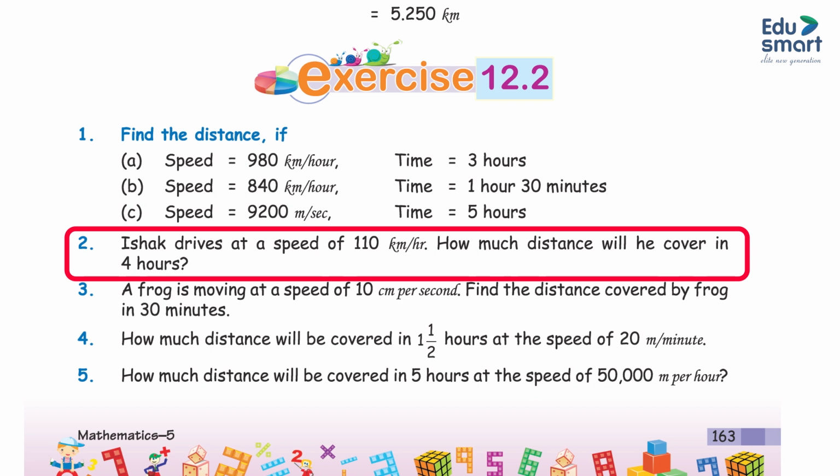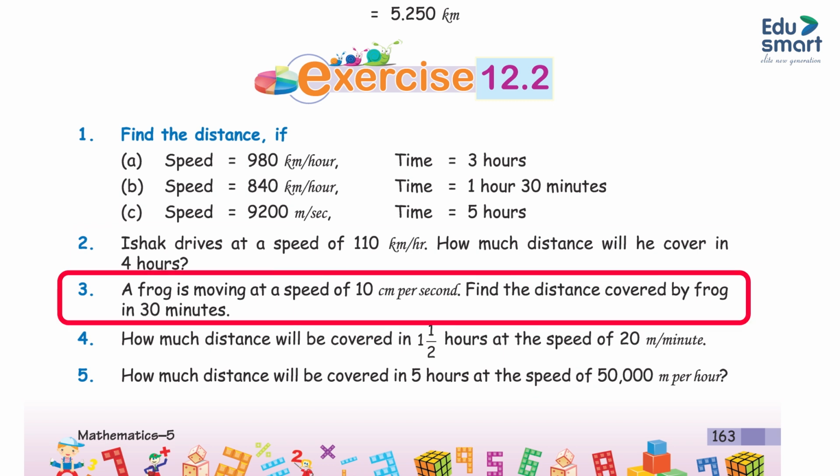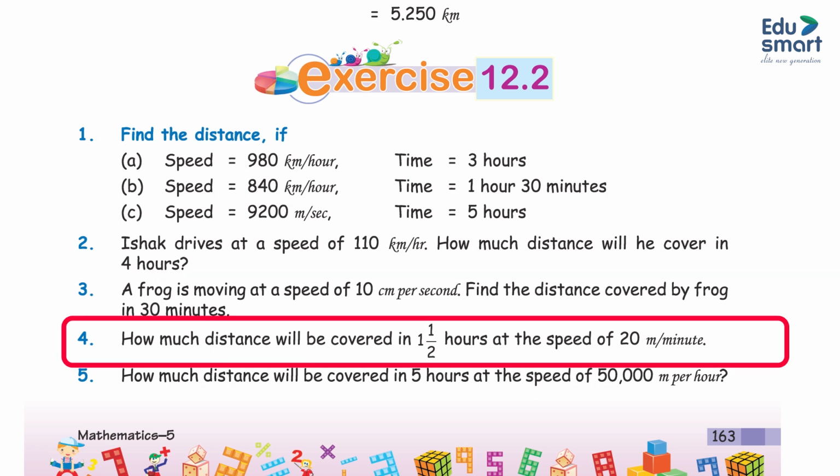How much distance will he cover in 4 hours? Answer: 440 km. Question 3. A frog is moving at a speed of 10 cm per second. Find the distance covered by the frog in 30 minutes. Answer: 180 meters. Question 4. How much distance will be covered in 1 upon 2 hours at a speed of 20 meters per minute?